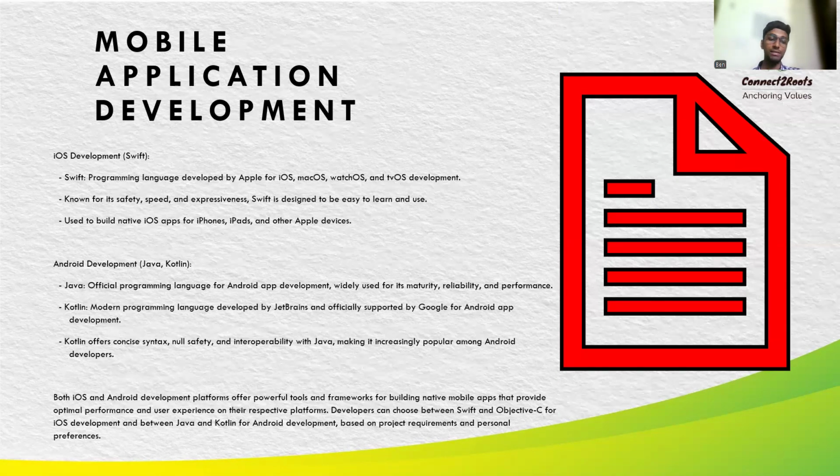For Android development, Java and Kotlin can be used. Java, which is the oldest programming language, is widely used for its maturity, reliability, and performance. Then comes Kotlin. Kotlin is a modern programming language developed by JetBrains. It is supported by Google for Android apps. Kotlin offers concise syntax, null safety, and interoperability with Java, making it increasingly popular among Android developers. Both iOS and Android platforms offer powerful tools and frameworks for building native mobile apps that can provide optimal performance and user experience on their respective platforms.